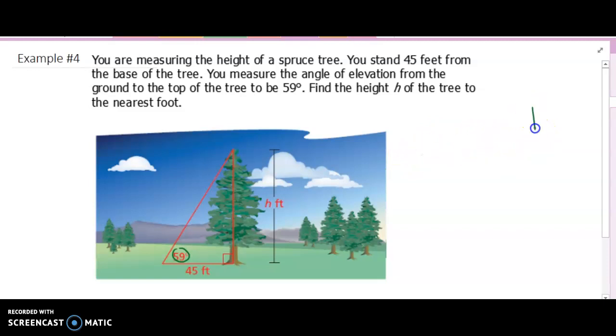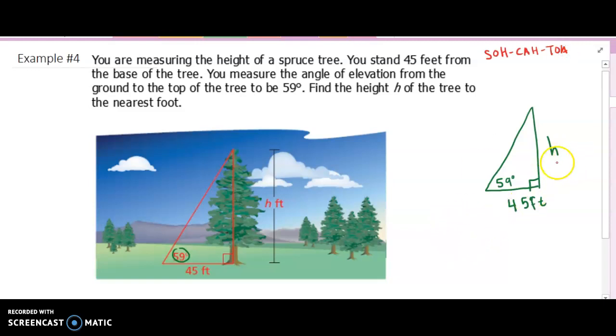So me being scatterbrained, I look at this picture and I see the pretty trees and the pretty clouds. I'm just going to draw this over here separate without all the added stuff. So this is 45 feet. This is my H that I want to find, and this is 59 degrees. Okay, so notice it is a right angle. I'm going to write SOH CAH TOA up here for me to reference.